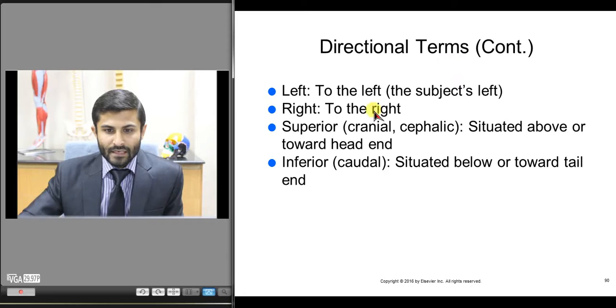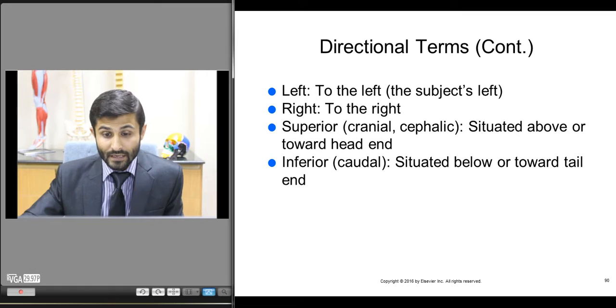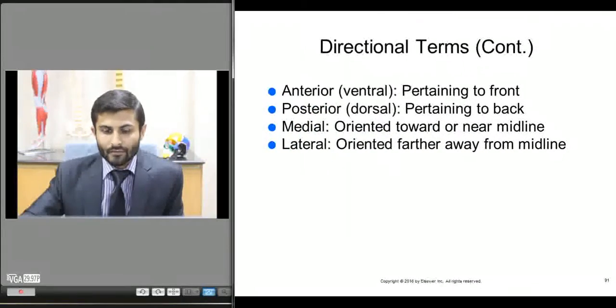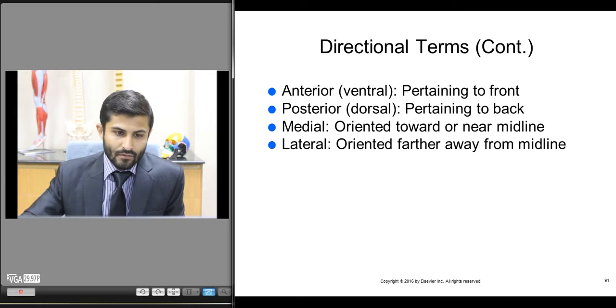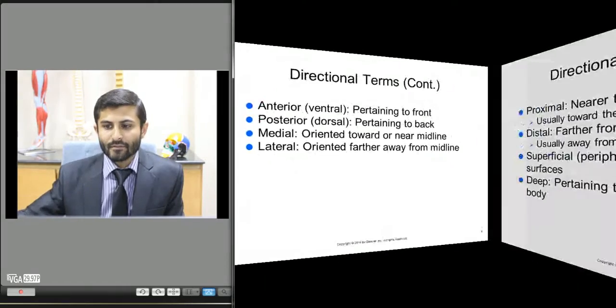From directional terms, left is the subject's left, right is the subject's right. Superior is considered to be the cranial or cephalic, situated above or towards the head, and inferior, also called the caudal, is situated below or towards the tail or towards the end. Anterior pertains to the front, posterior, also called dorsal, pertains to the back, medial is oriented towards or near the midline, lateral is oriented farther away from the midline.